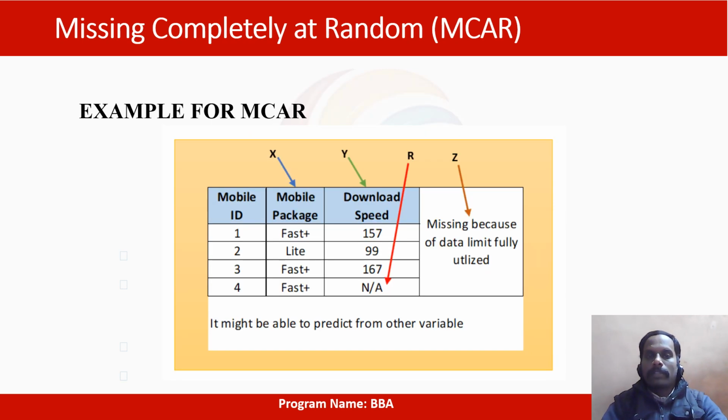An example for this MCAR, where the missingness has no relation to the data set variables x and y. In the fourth column, the download speed field may be NA. That means it is missing because the data limit is fully utilized, so it might not be predictable from other variables. The missingness is not related to x or y, but to some other reason z.